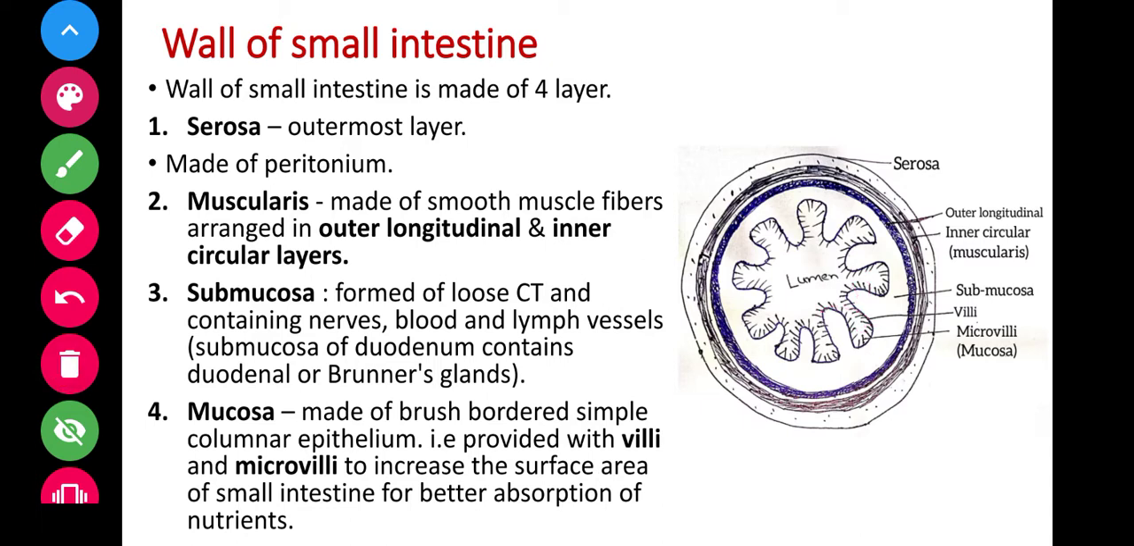और ये microvilli और villi क्यों प्रेजेंट होते हैं? To increase the surface area of small intestine for better absorption of nutrients, ताकि ये surface area को बढ़ा पाएँ small intestine में, जो कि nutrients का absorption ज़्यादा से ज़्यादा हो पाए small intestine में, okay?